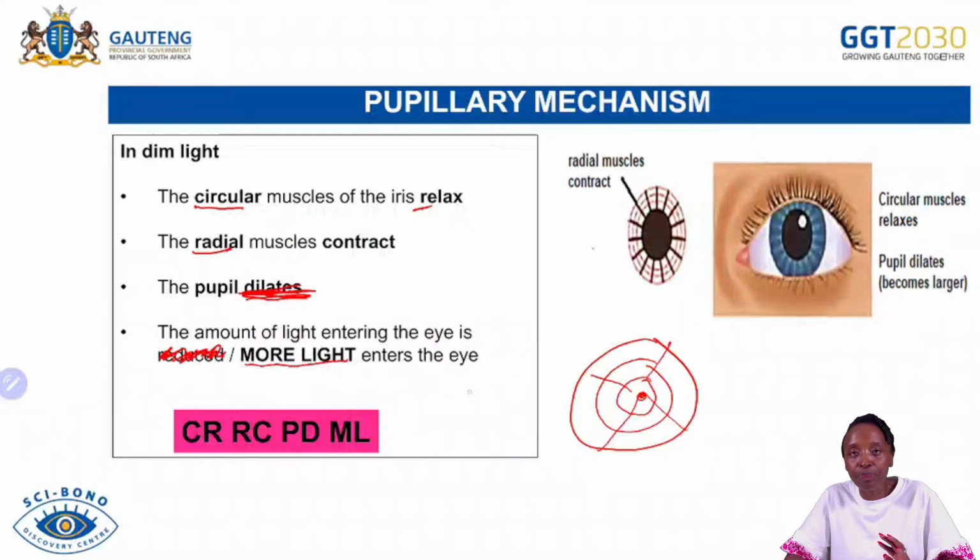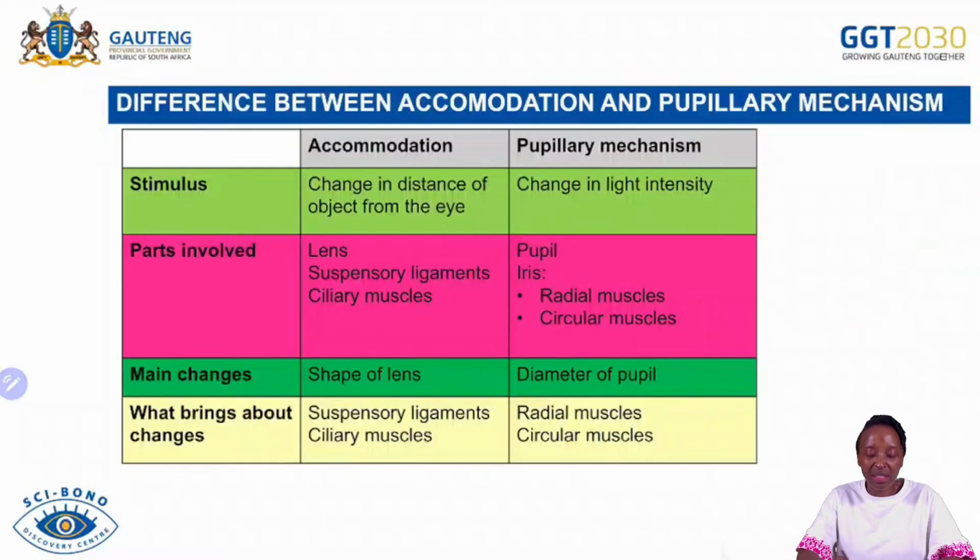Whereas with accommodation, we are looking at the ciliary muscles, suspensory ligaments, and what? And the lens. So here, this table just summarizes what the stimulus is in both processes. It is the light. So here it is the distance. With pupillary mechanism, it is the changes in the light intensity in terms of bright light or dim light. And then the parts that are involved in accommodation, it's the lens, suspensory ligaments, and the ciliary muscles. Whereas in pupillary mechanism, we did talk about the pupil, the iris, and the muscles that are involved are here.